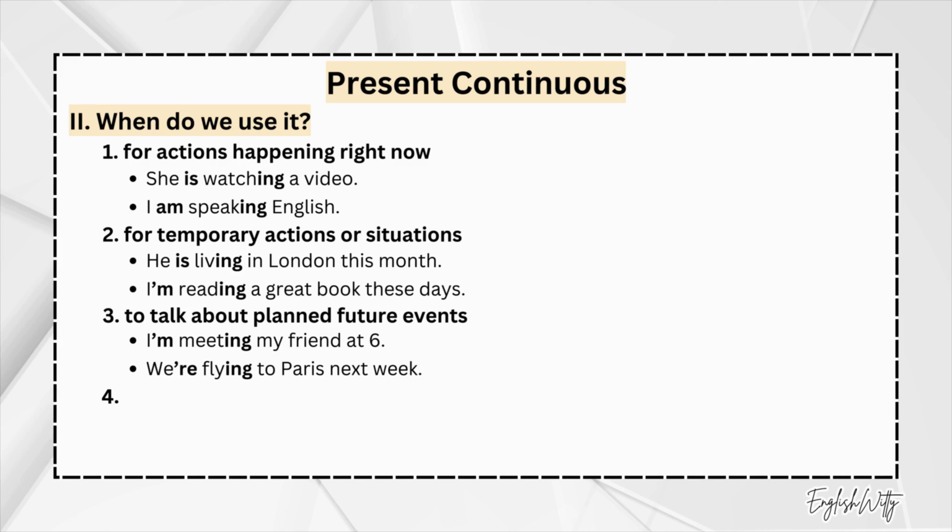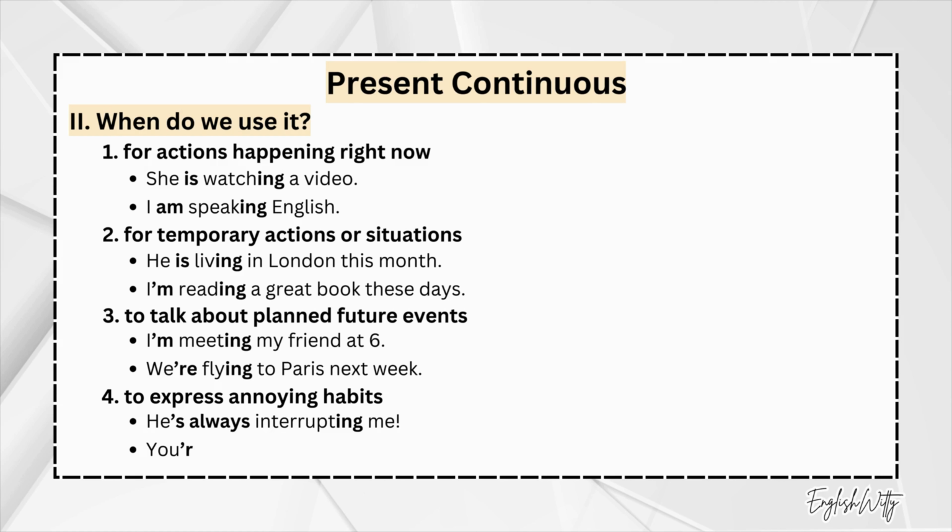And fourth, to express annoying habits, often with the word always. He's always interrupting me. You're always leaving your shoes everywhere. This use shows irritation or frustration, so be careful with your tone.